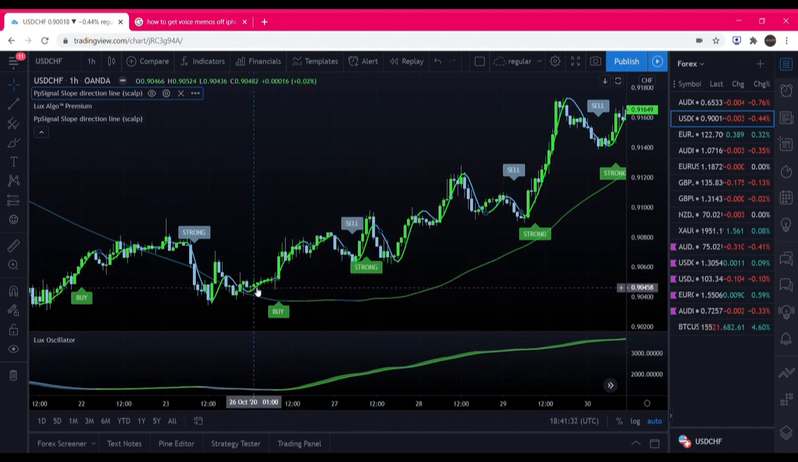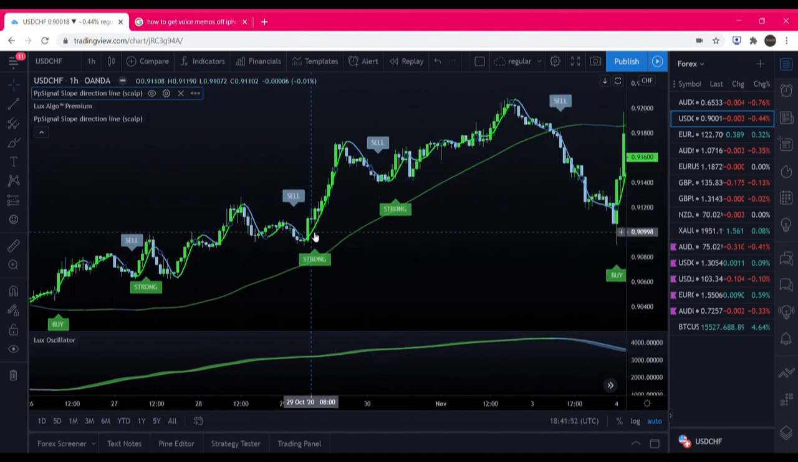You would have got in right here. You would have sold. You wouldn't have gotten in, but you would have got in here, here. I would have never gotten in these trades, but I'm just saying it follows the trend, as you can see, just for an example. Here.